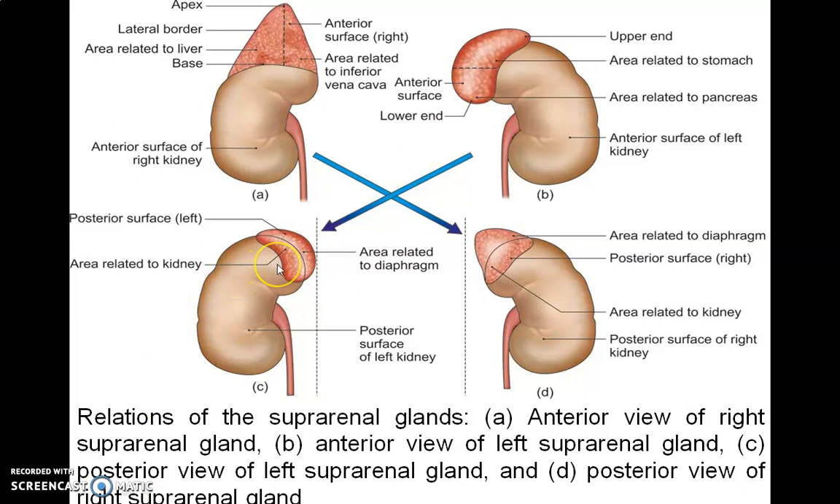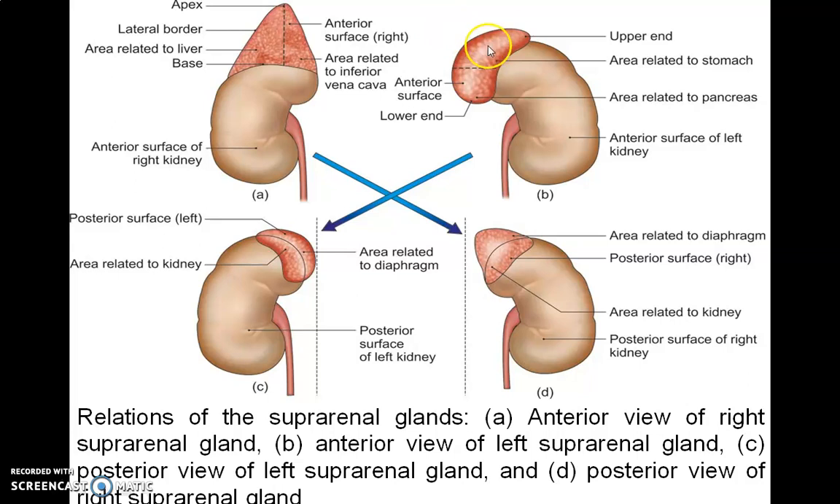This is the posterior surface of the left suprarenal gland. It is divided into lateral and medial areas. This is the lateral and this is the medial area. Lateral area is related with the upper part of the medial border and adjoining anterior surface of the left kidney, and the medial area is in relation with the left crus of diaphragm.